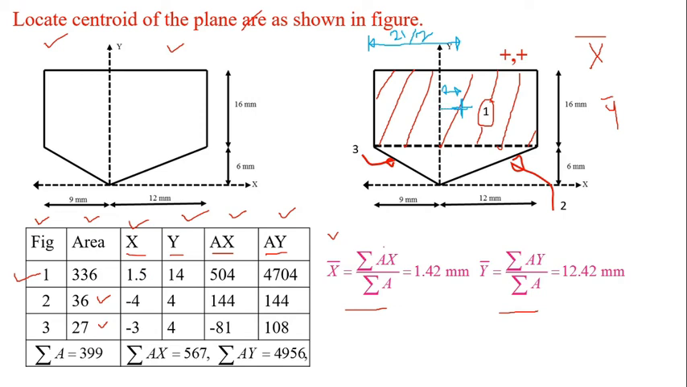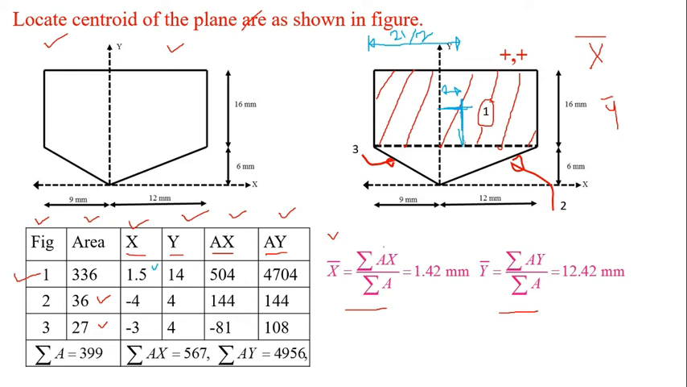So this distance is required, and this distance is equal to 10.5 minus 9, which is 1.5. So this is the distance, 1.5, correct. Now y, in the table y is measured from the bottom. So y is d by 2, which means 16 divided by 2.